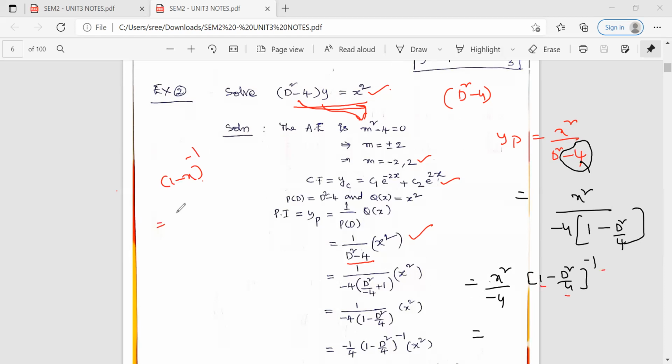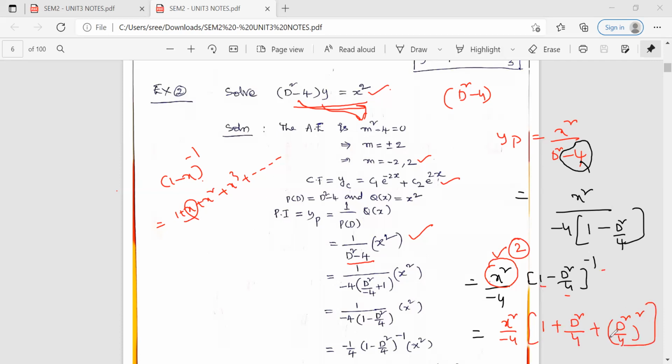What is the expansion of 1 minus x whole power minus 1? 1 plus x plus x square plus x cube and so on. Unlimited terms we have in this expansion. But here we have to write only 2 terms after 1. Why? Here the degree of the algebraic equation is only 2. So after 1, only 2 terms: x means d square by 4, and next x square means d square by 4 whole square. That is enough.